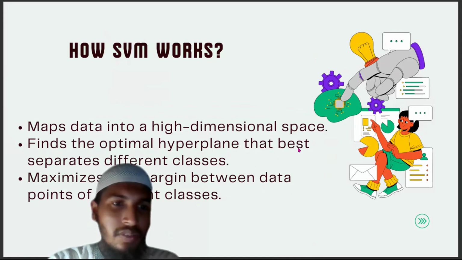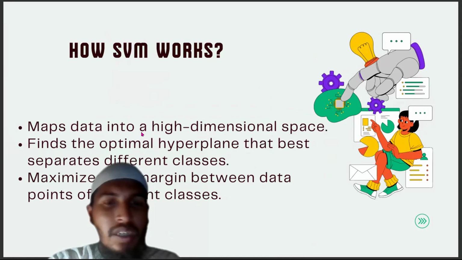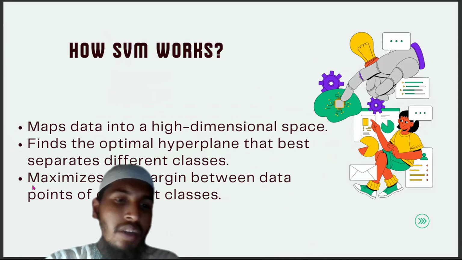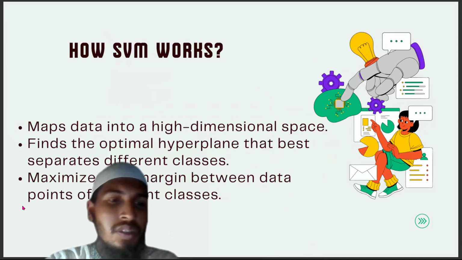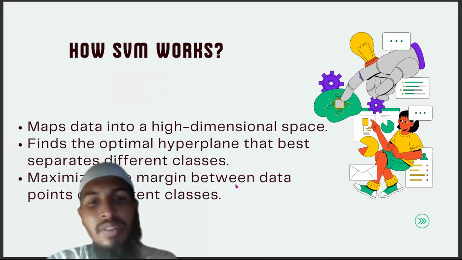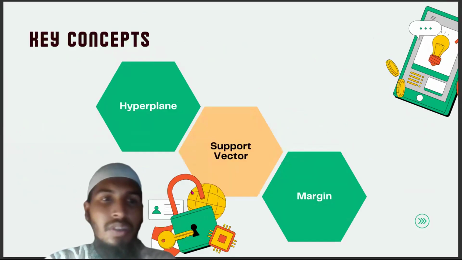How does SVM work? First, it maps data into a high dimension space. Then it finds the optimal hyperplane that best separates different classes. Third, it maximizes the margin between data points of different classes. Basically, SVM maximizes the margin between data points.